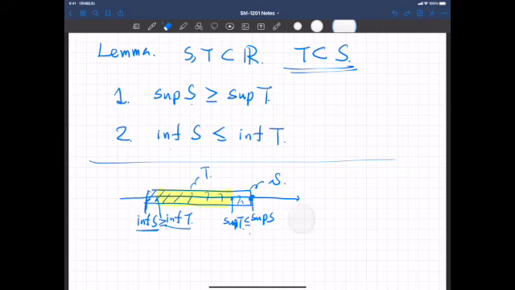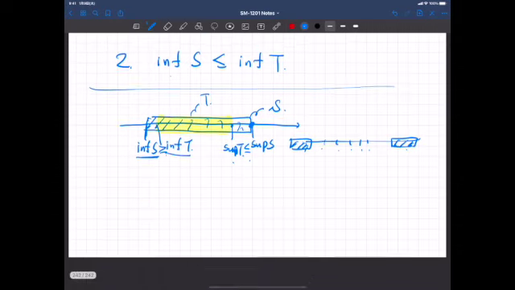So, for example, S can be more complicated, like some points, some intervals here and there. The union of all these can be S, for example. So even in those cases, the supremum of S is always greater than or equal to the supremum of T, as long as T is a subset of S. Okay, so let's prove this.